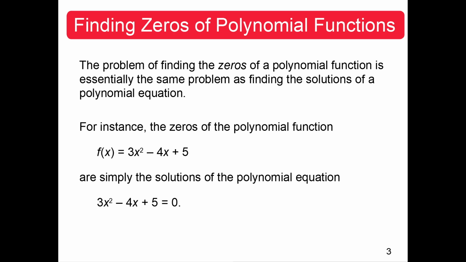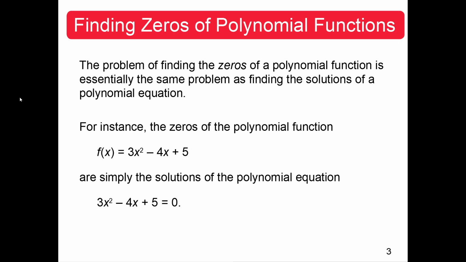We have here the function f of x equals 3x squared minus 4x plus 5. If we want to find the zeros, we talked about this in lecture 29, that means setting f of x equal to 0 and then solving for x. So this is the same as solving the equation 3x squared minus 4x plus 5 equals 0. Now, how would we tackle something like this? How would we work on finding these solutions?